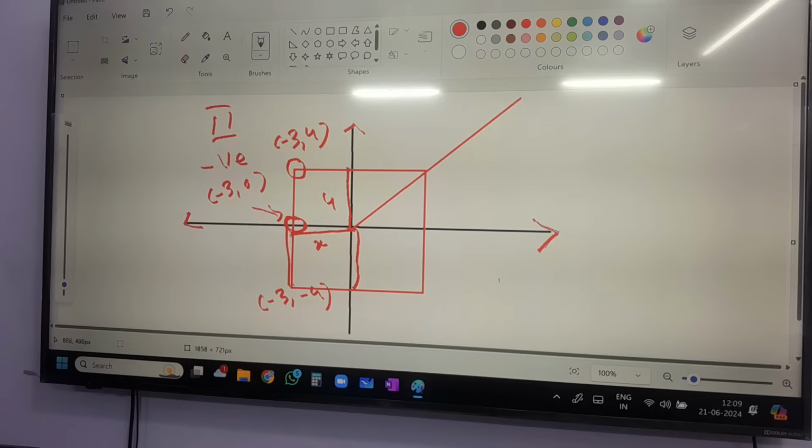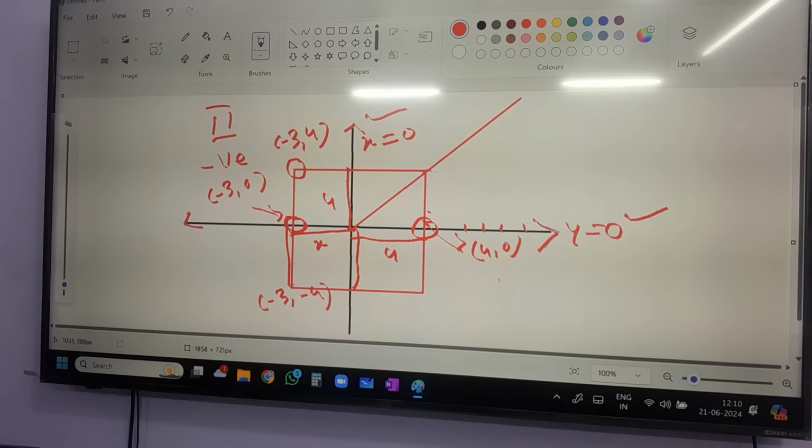For this point, let's say the distance from here to here is x equal to 4. So what about this point? For any point on the x-axis, the value of y will be 0. So what is the equation of the x-axis? y is equal to 0. And for the y-axis, x will always be 0, so the equation of the y-axis is always x equal to 0. So for this point, the coordinate will be (4, 0).